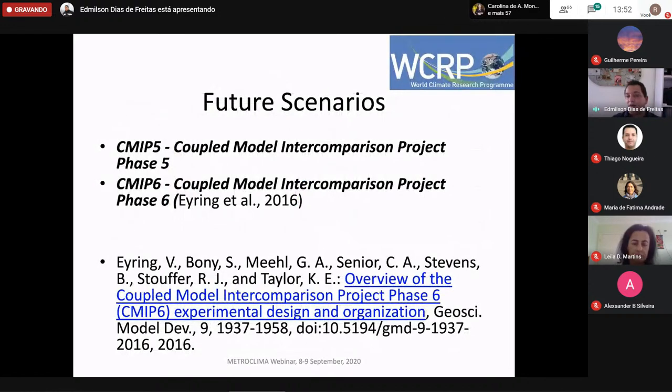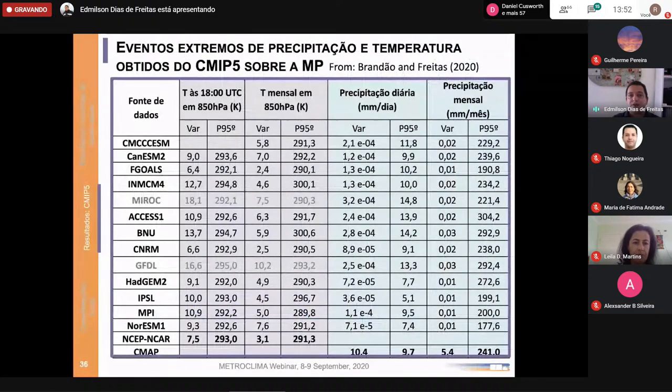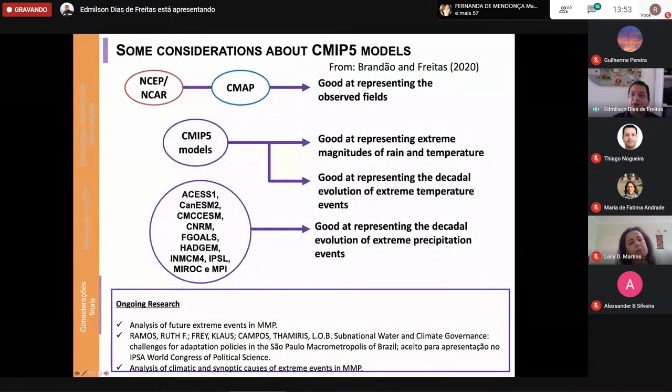For future scenarios, it's very important to have the boundary condition to simulate the atmosphere properly. Tamiris Brandão, a postdoc who is working with us, made some evaluations of the CMIP5 scenarios over the metropolitan area. Actually, it's over the macro metropolis of São Paulo. It's a larger area, but it includes the metropolitan area of São Paulo. She compared a lot of models that are part of the CMIP5 program, and what she found was that the CMIP5 models are very good at representing the extreme magnitudes of precipitation and temperature.